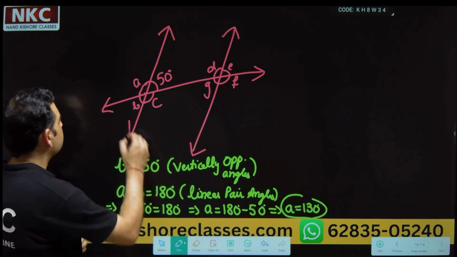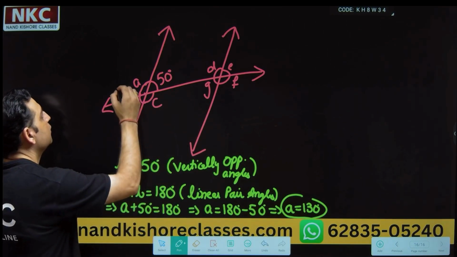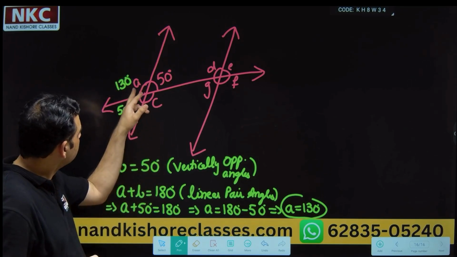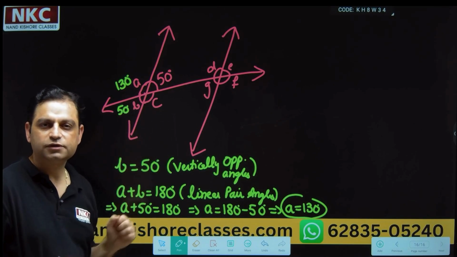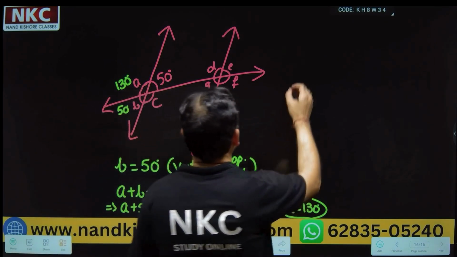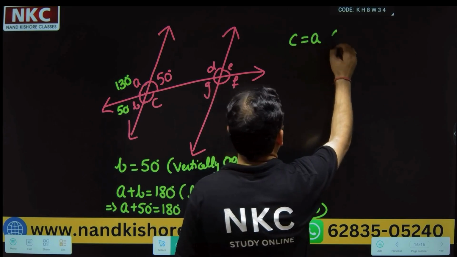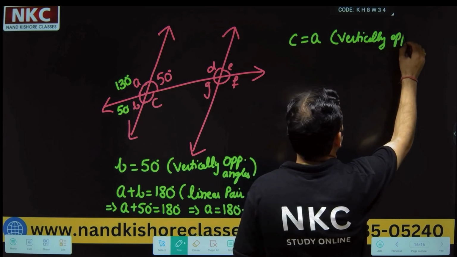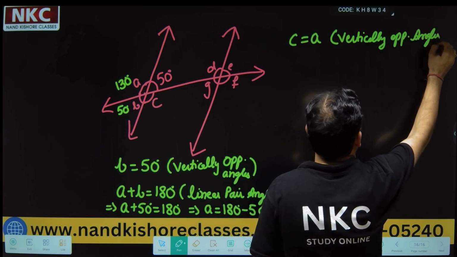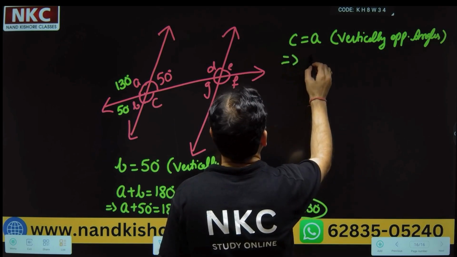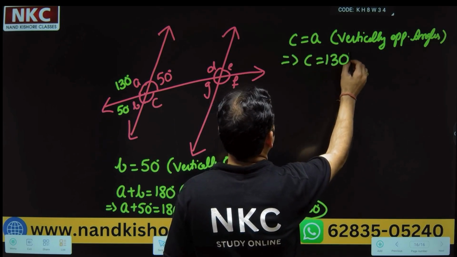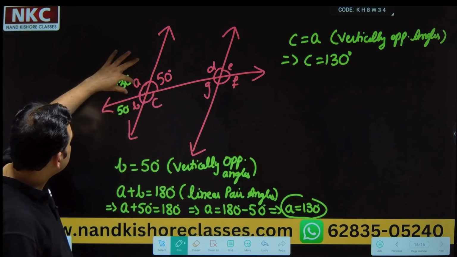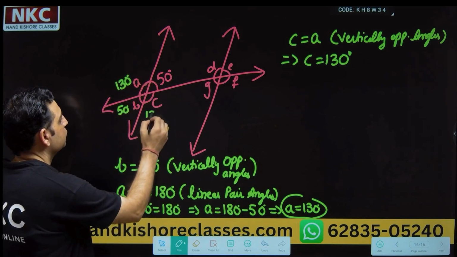Two values we have found as of now. I am writing B is 50, A is 130. Now A and C, they are vertically opposite angles. So we can write that C is equal to A, reason vertically opposite angles. That means C angle is going to be 130 degree. That is how A, B and C we have found.